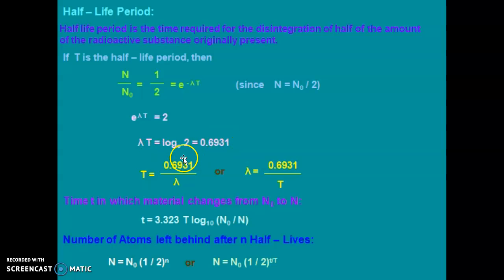So t equals 0.6931 over lambda, or lambda equals 0.6931 over t. This is the basic formula. So for half-life period, you may use this formula to calculate half-life period if disintegration constant is given. So putting the value of disintegration constant lambda here, you may calculate that half-life period.